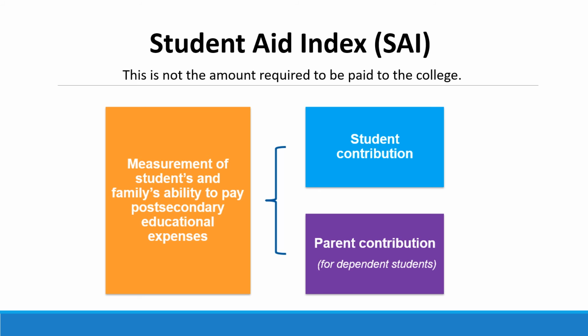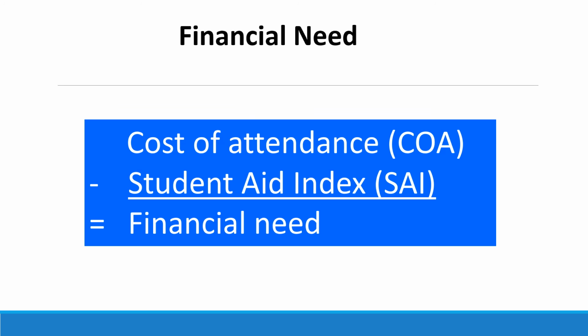Then we have to look at the student aid index and determine a portion that's coming from a student contribution, student income and assets, and a parent contribution for dependent students, obviously. And then we come up with a measurement of the student's and family's ability to pay for educational expenses. So then we are required to take the cost of attendance minus the student aid index, which indicates financial need for a student.